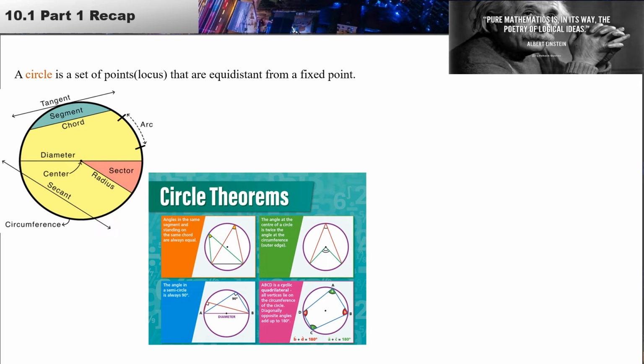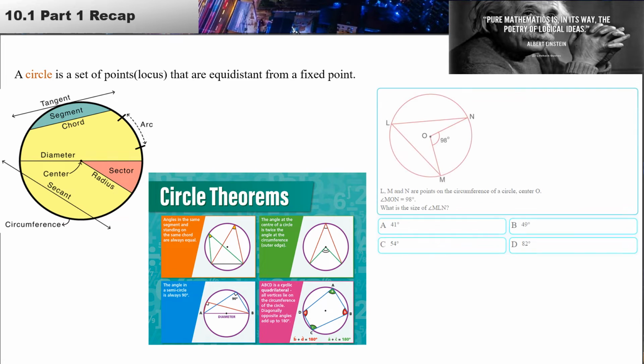Then we of course discussed the actual theorems of the circle. There are 8 theorems in all. We only looked at 4: 1, 2, 3, and 4. And after discussing them, we looked at how to apply them to questions such as this. So we are continuing to discuss the theorems of the circle. We're going to look at theorems 5 to 8 as a result.